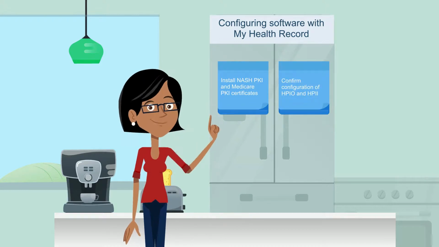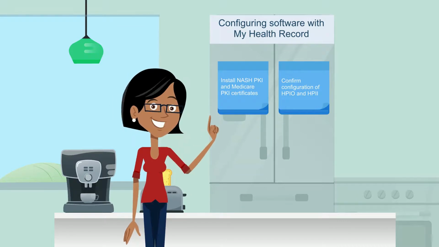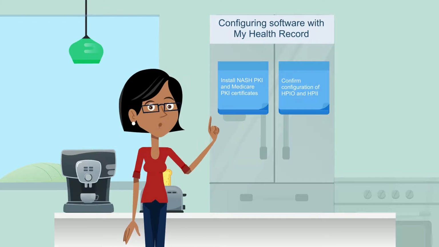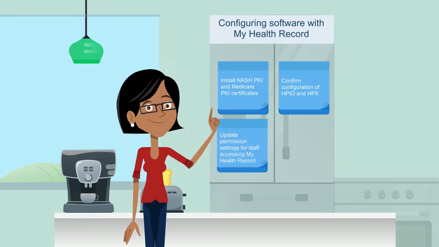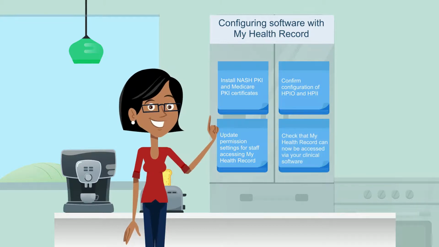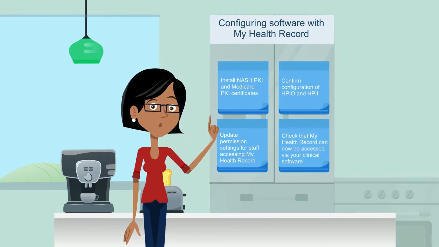Confirm Healthcare Provider Identifier Organisation, HPIO, and Healthcare Provider Identifier Individual, HPII, numbers have been configured into the software. Update permission settings for staff to access and check that it can now be accessed via my clinical software.